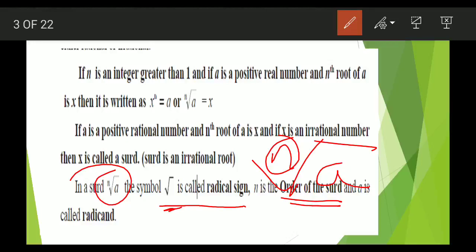Again, the symbol root is called the radical sign, the n is called the order of the surd, and a is called the radicand. These terms will be used while solving the sums, so keep this in mind: the terms radical sign, order of the surd, radicand.